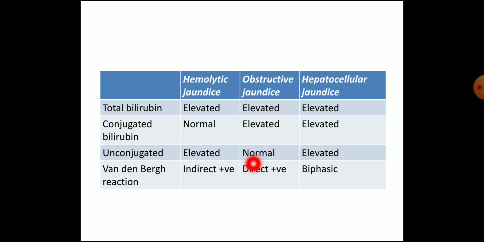So the Vandenberg reaction is the one which helps to find out the various types of bilirubin levels in the blood. So here we are dealing with the bilirubin in the blood. Total bilirubin elevated in all. Conjugated bilirubin will be elevated mostly in the obstructive jaundice, and some amount will be elevated in the hepatocellular jaundice. Unconjugated bilirubin will be elevated only in the prehepatic or hemolytic jaundice, and a small fraction may be elevated in the early phase of hepatocellular jaundice. So this is the picture of the bilirubin in various types of jaundice separately.